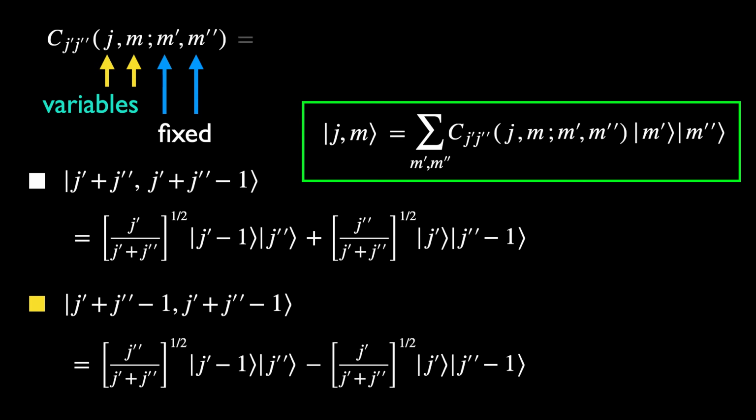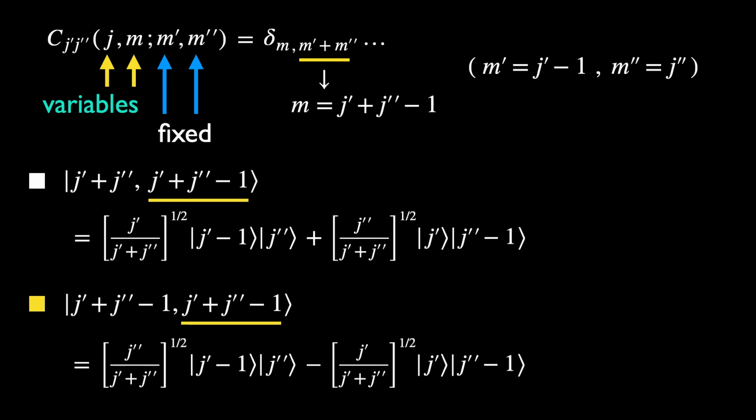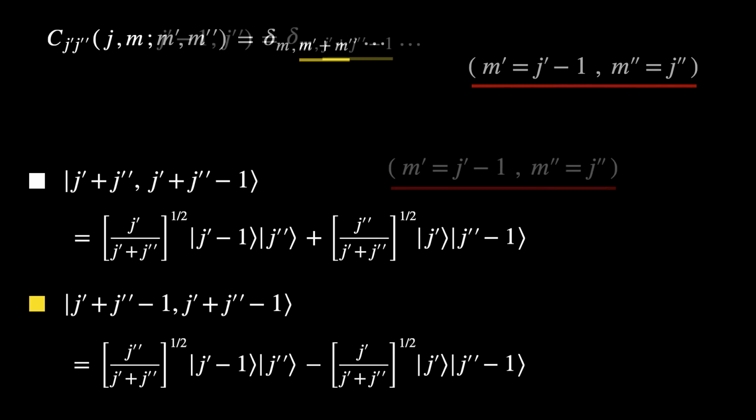And we must have a delta symbol to maintain the condition M equals M' plus M'', together with some further requirements. Of course, we must have M equals J' plus J'' minus 1. There are two ways for this to occur. Either M' equals J' minus 1 with M'' equals J'', or M' equals J' and M'' equals J'' minus 1. Let's look at the coefficients associated with the first way.